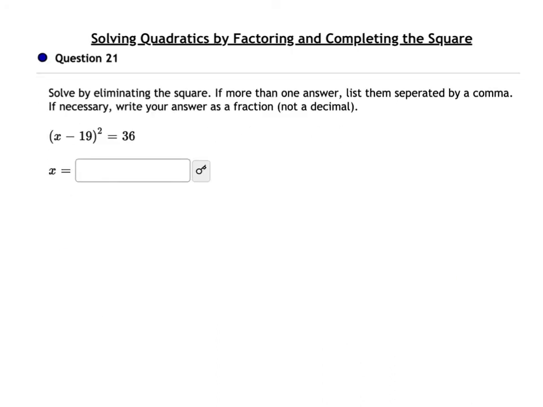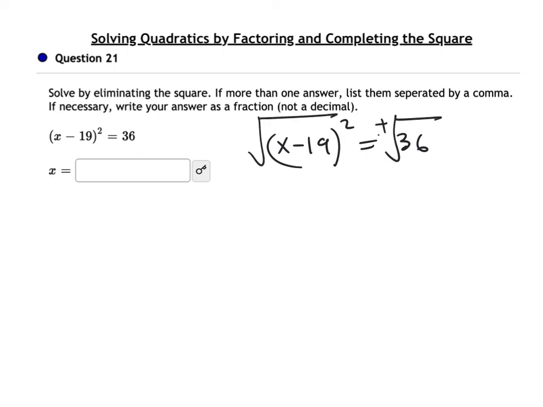We're getting ready to complete the square. This is what it looks like after you create the square. We're just going to solve this quickly. X minus 19 squared equals 36. It's going to have a nice answer because 36 is a square. When I square root both sides, I need that plus or minus to get both my answers. X minus 19 equals plus or minus 6.